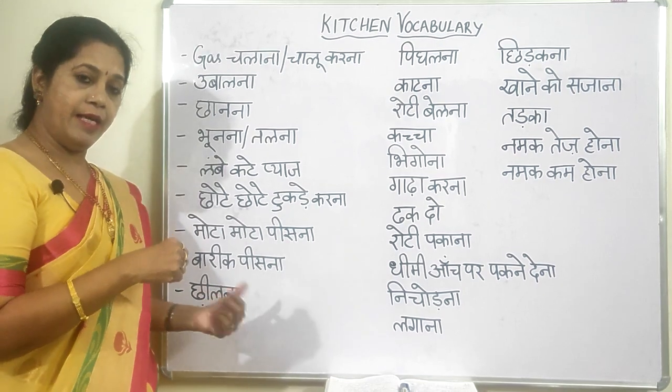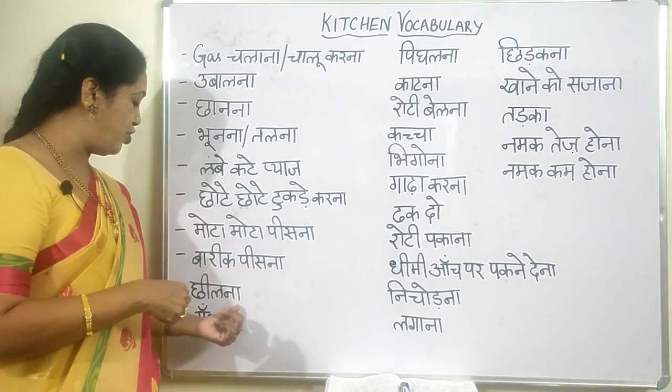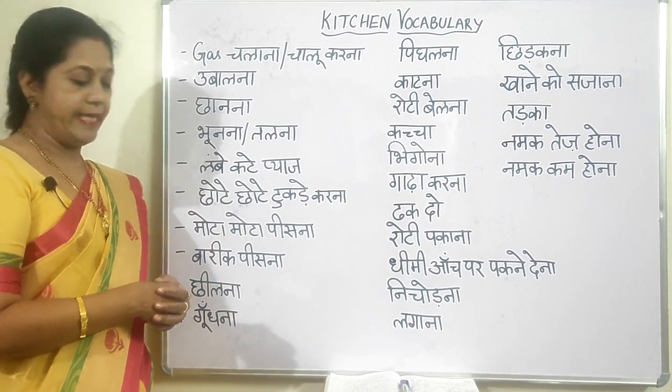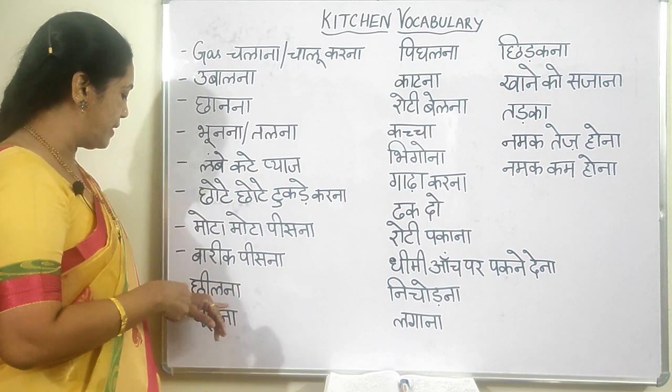But here I am trying to tell you to cheel. I am using here as a verb. So it is to remove the skin. So usko to peel the skin.